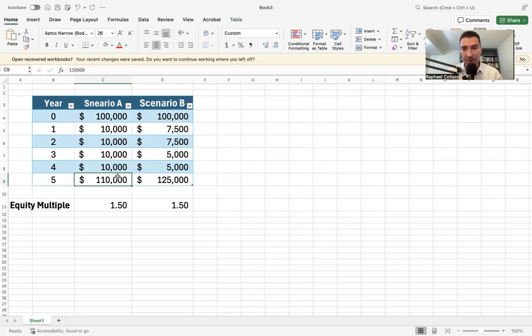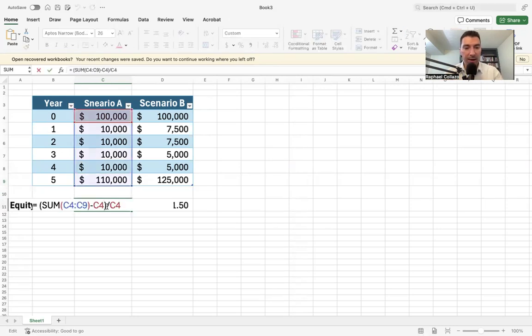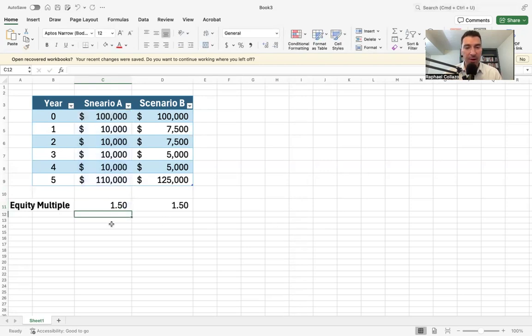So, in order to calculate this equity multiple, you would sum up all these values, subtract the initial investment, and then divide by the initial investment. This means that over the course of you holding that investment, you will essentially receive $150,000. So your investment will have increased by 50% in this scenario. That's what's considered an equity multiple for scenario A.